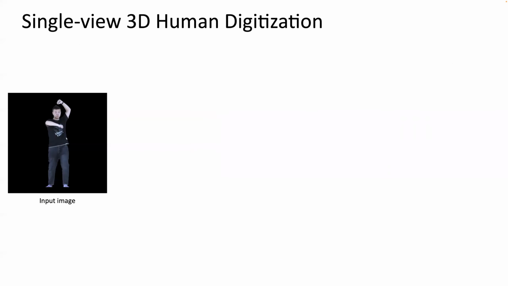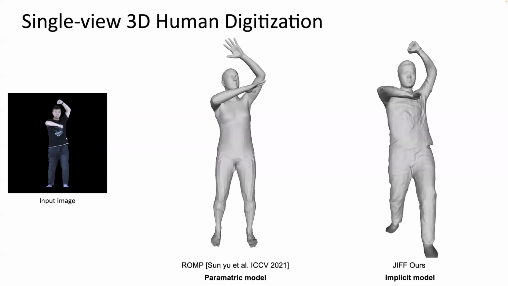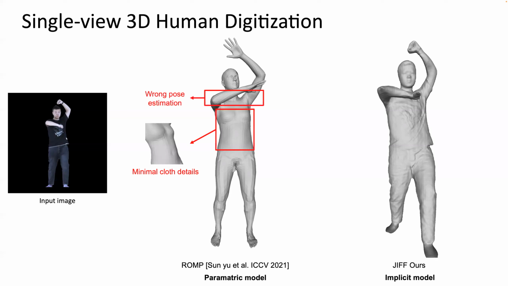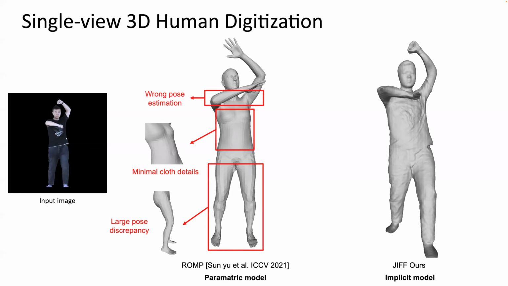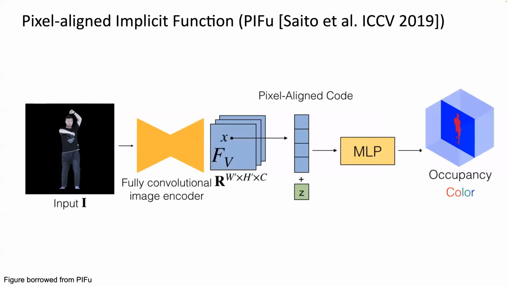First, let me walk you through single-view 3D human digitization. Given an input image, there are mainly two types of methods, model-based methods and model-free methods. Although model-based methods are robust and computationally efficient, they could produce wrong poses, have minimal clothed details, and exhibit discrepancy for large poses. Meanwhile, model-free methods have better pose estimation, more clothed details, and a better aligned pose.